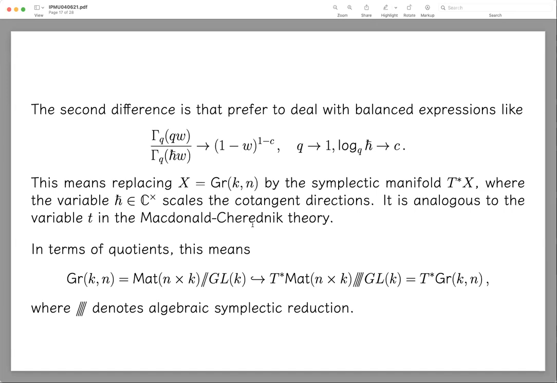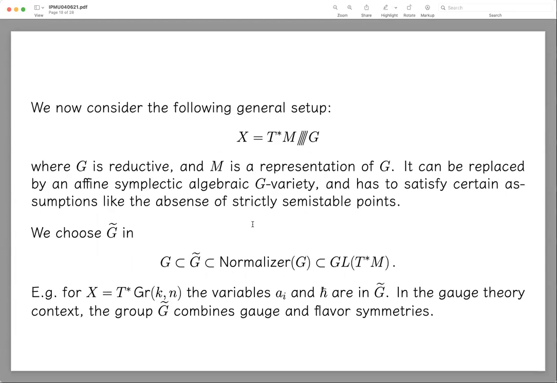And so in practical terms, instead of taking a quotient like the Grassmannian, which is a GIT quotient of matrices by GL_k, we would rather think of T star of the Grassmannian, which is the algebraic symplectic reduction of T star of matrices by GL_k. Algebraic symplectic reduction is when you put the complex moment map to 0 and then you take the GIT quotient. So now we're going to do this.